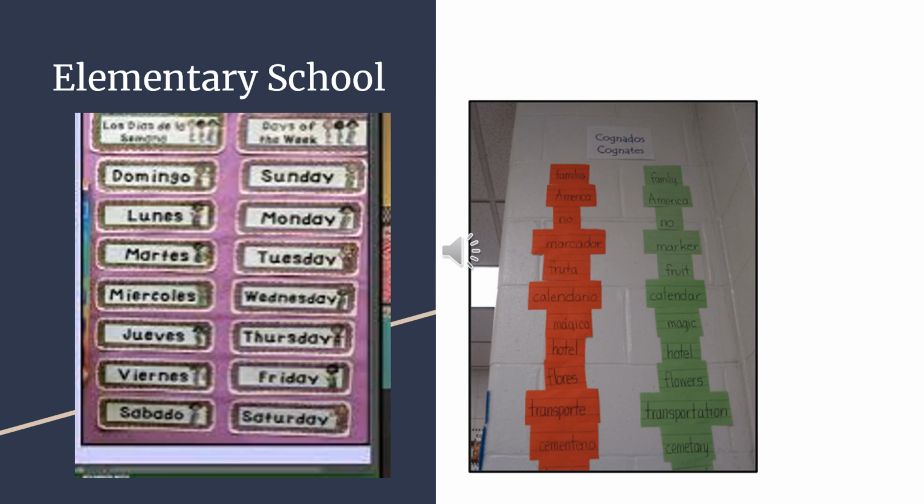And on the right side I have a picture of a word wall of cognates, which I think is also important to help students understand that there are a lot of similarities between languages, especially languages like Spanish and English. And I believe that these cognates are important to know because students can catch on to them quicker since they are very similar to English.